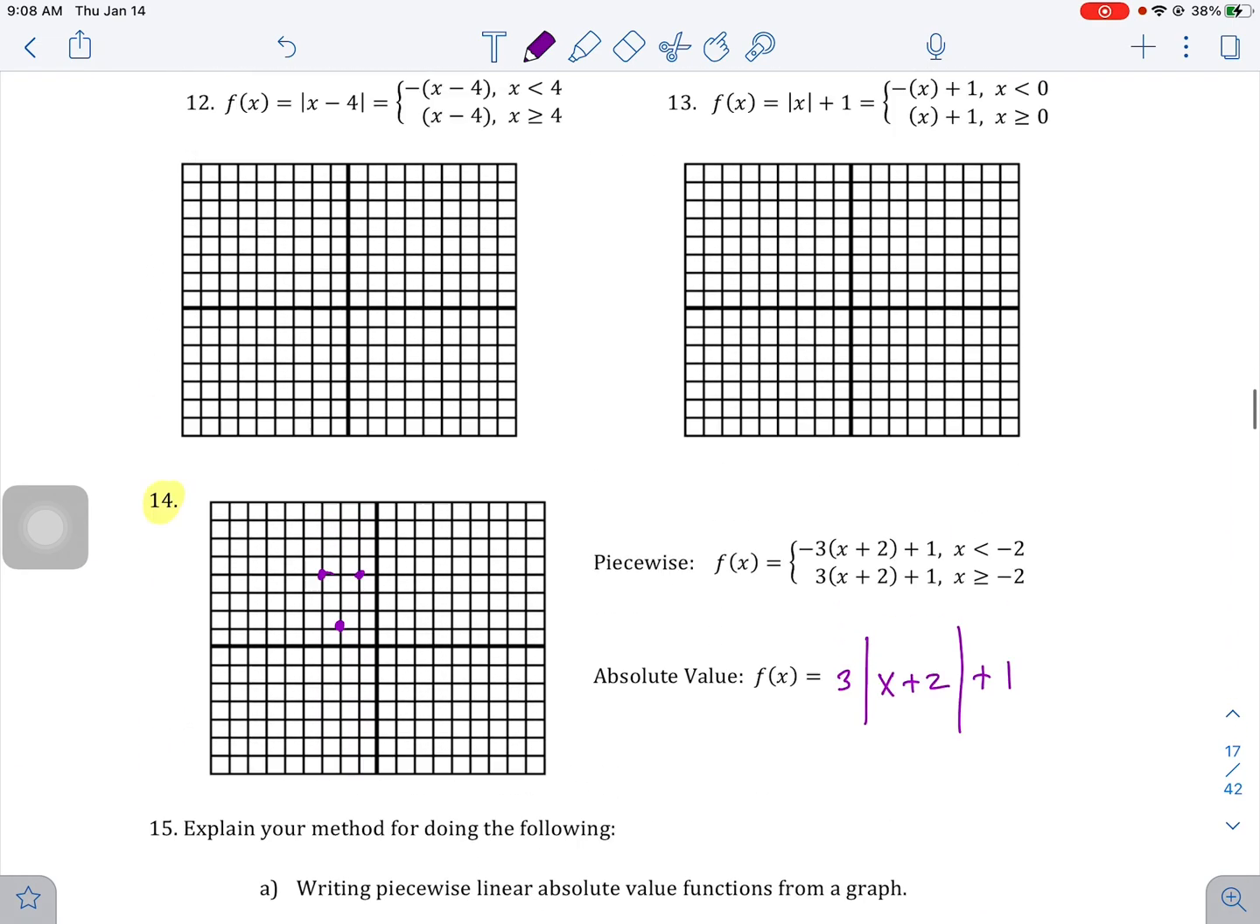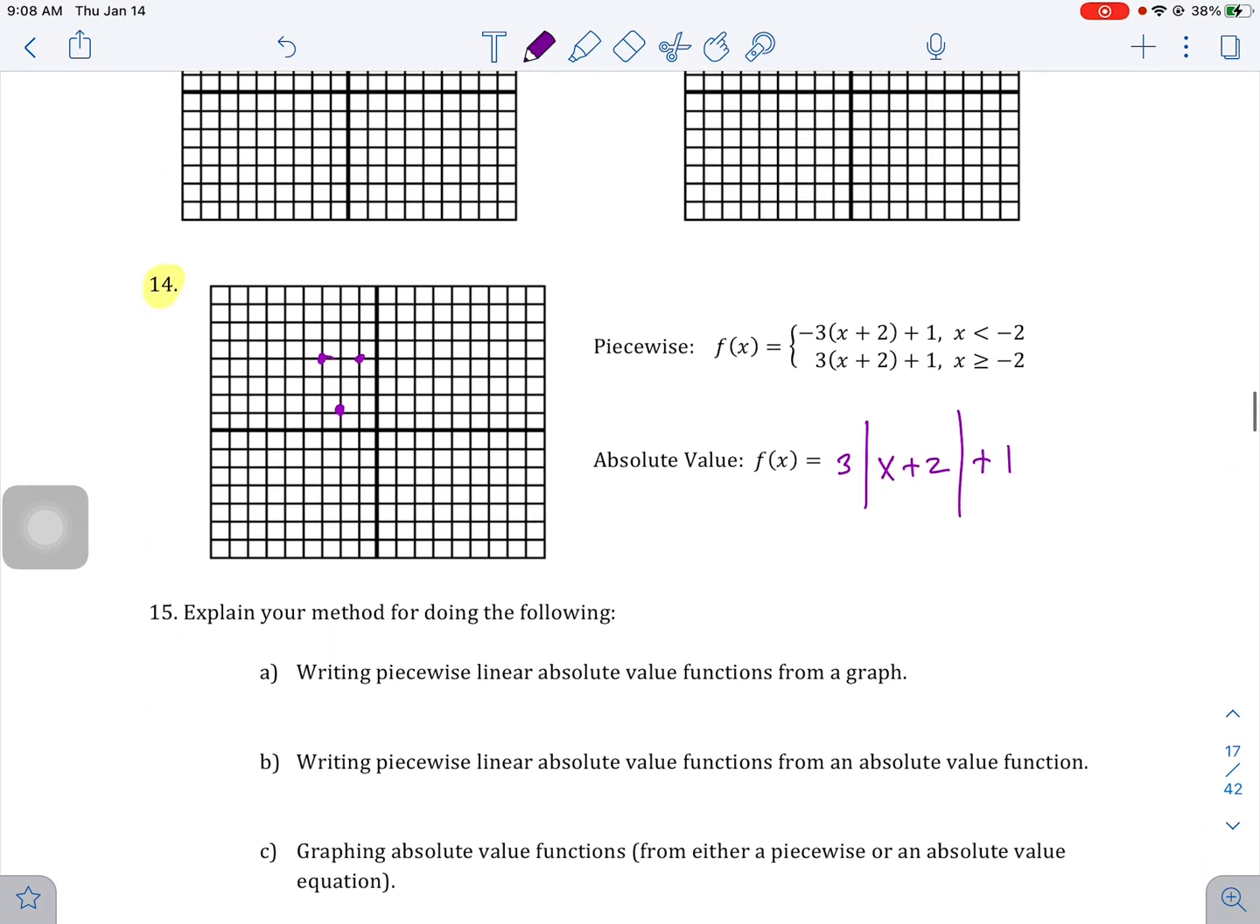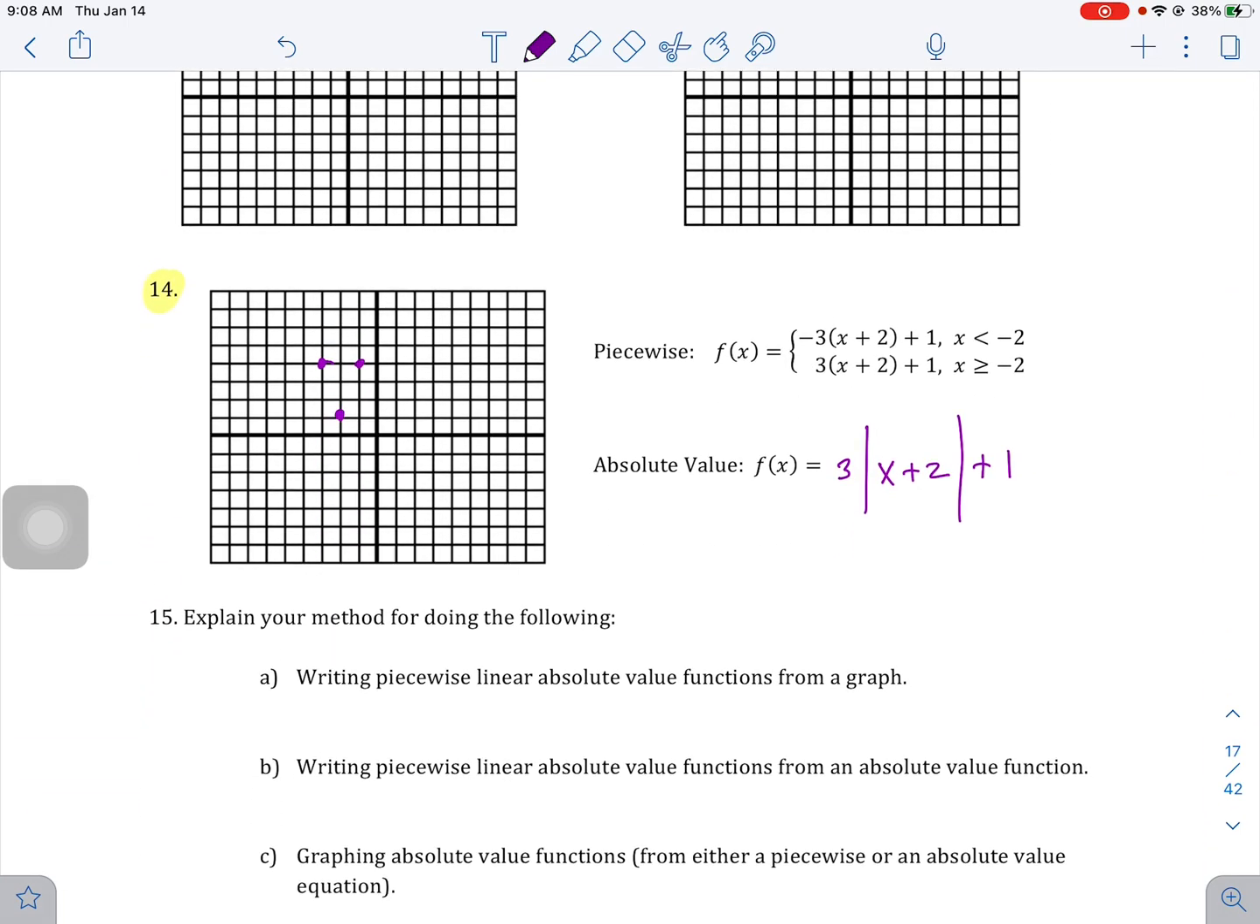And then there's another example here which has a little bit of everything. So things to notice on here. The slopes, negative 3 and 3, we're going to say 3. And because it's the absolute value function, we're going to be able to see both the positive and negative slope there. The other thing is, this is what it's going to look like when we graph it.